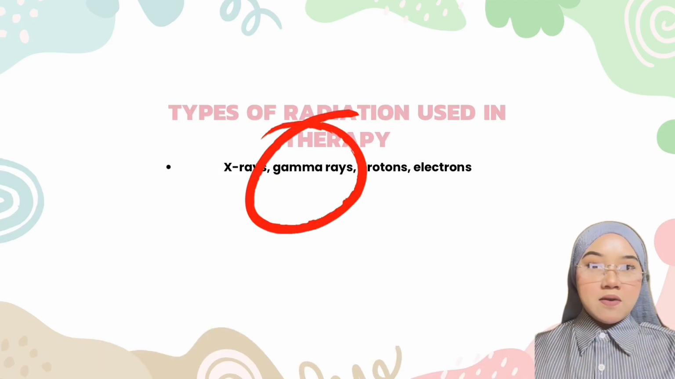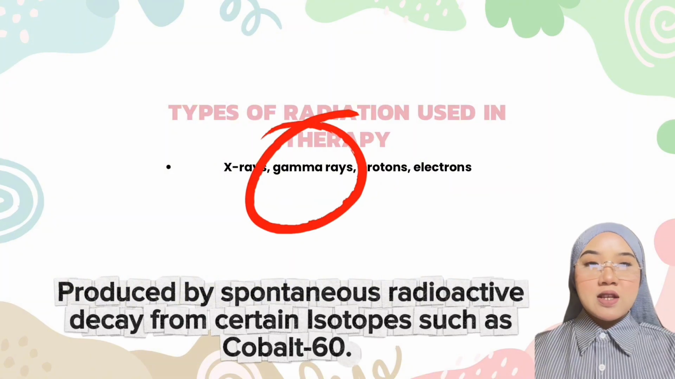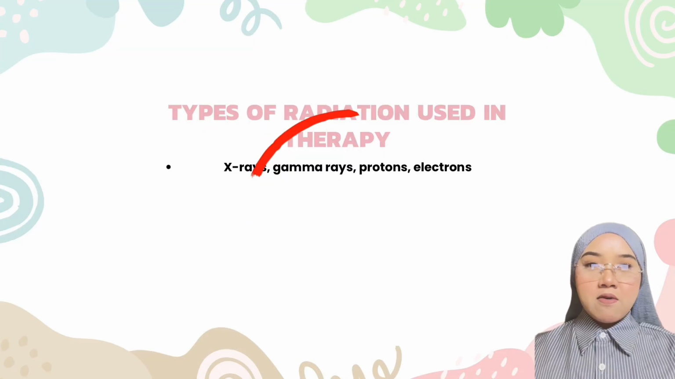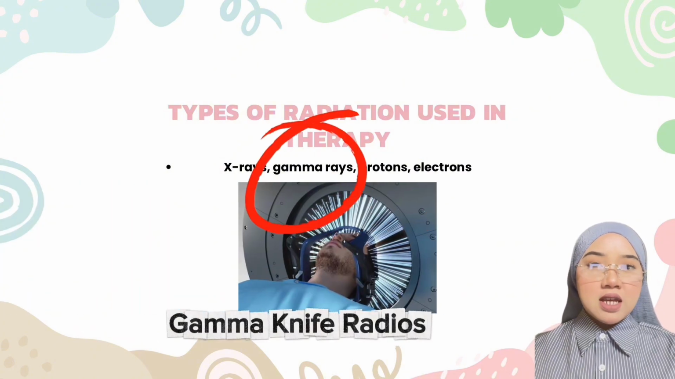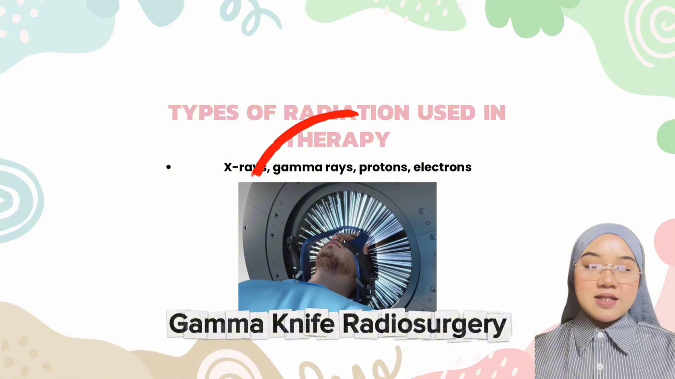Second is gamma rays. Gamma rays are produced by spontaneous radioactive decay from a radioisotope such as cobalt-60. Many hospitals still employ gamma rays for limited specialized therapeutic use, such as gamma knife radiosurgery, which targets a small area of the cranium and can be delivered with a precise sub-millimeter diameter.